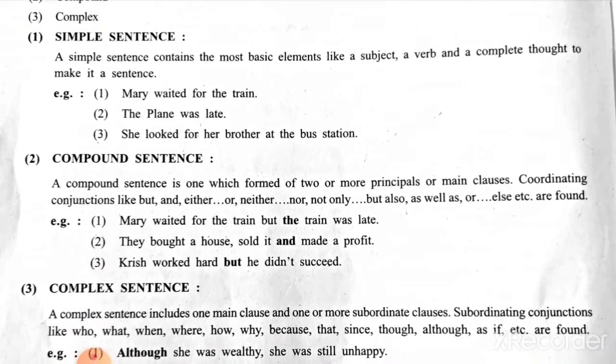Another, that should be focused on, compound sentence. So how is a compound sentence made? Compound means something which is connected to each other, and for that connection we need some phrases, conjunctions.